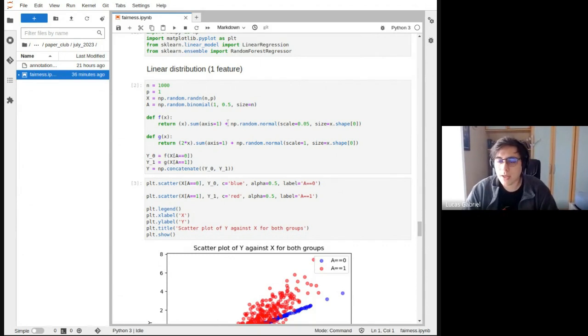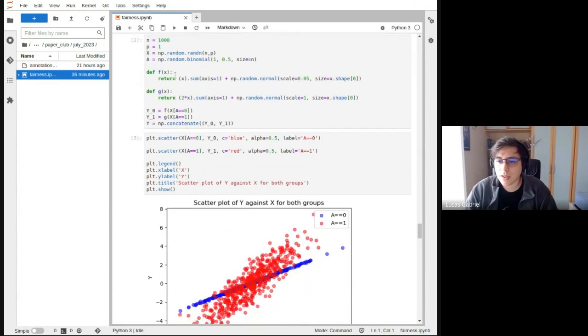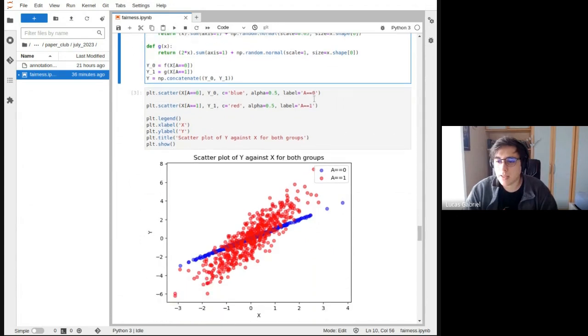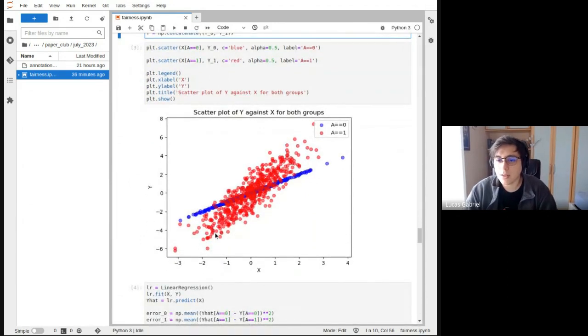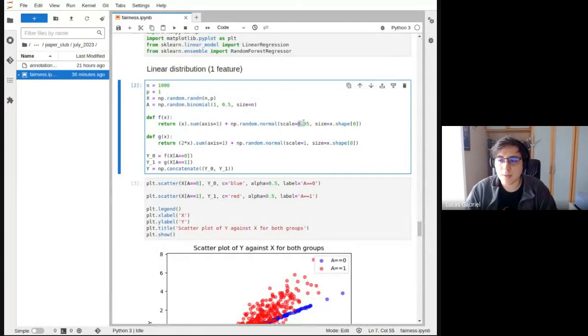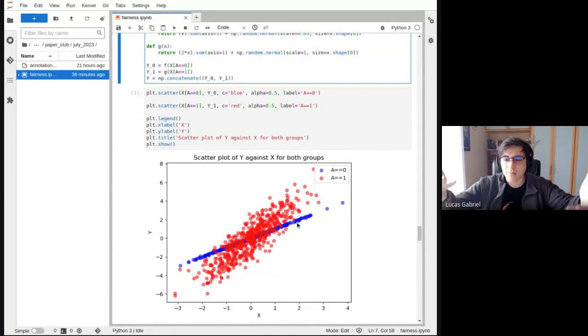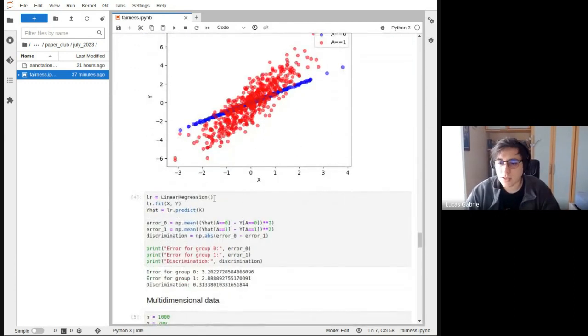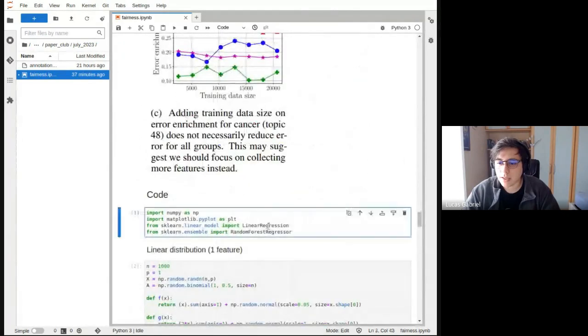And here I just created a linear distribution, and in the F function that creates my data, I added a noise of 0.05, and in the G function, I added a noise of one. Then you can say the red dots are group one created by the G distribution, and the blue dots are the ones with minimal noise, so they obey an almost perfect linear distribution. So we have two different categories here, the red dots and the blue dots. And to fit a model, I just call linear regression from scikit-learn here.